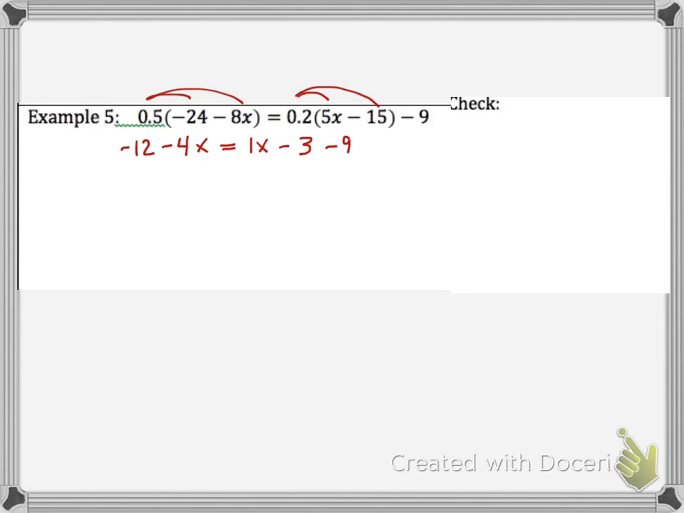And we look for like terms on either side of the equation, and we have the like terms right here. So we want to combine our minus 3 and minus 9. So negative 12 minus 4x is equal to 1x minus 12, or plus negative 12. Then we're working on getting constants to one side, variable terms to the other. And just so you can see that you can go to either side, I'll put my x on the right this time. So I'll add 4x to both sides.